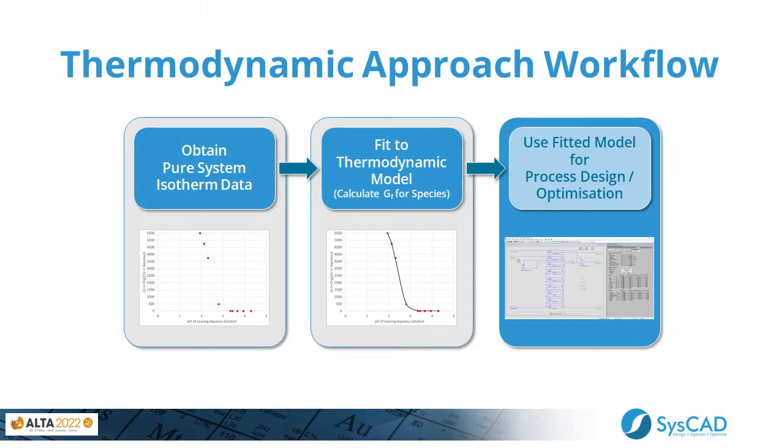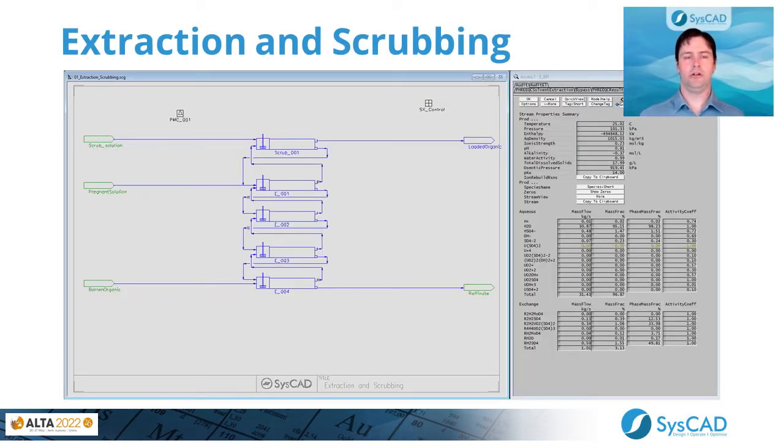So after fitting the data, then we're going to use the fitted model for process design and optimization. So let's have a look at how we did this. We started by building a model of the extraction and scrubbing circuit. In this particular case, we have 4 extraction circuits. So we have pregnant solution, which will typically come from the overflow of a countercurrent decantation circuit.